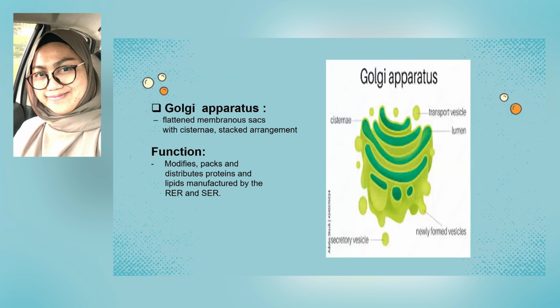Okay, next organelle of the eukaryotic cell, the Golgi apparatus. The Golgi apparatus is a flattened membranous sac with a cisternae stack arrangement. Its function is to modify, sort, and distribute proteins and lipids manufactured by the rough endoplasmic reticulum and the smooth endoplasmic reticulum.